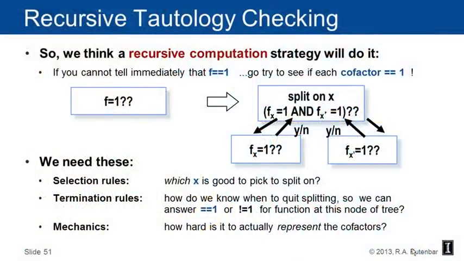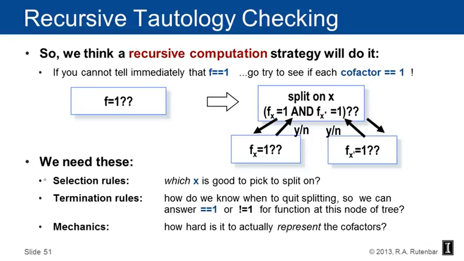So we think we have a recursive strategy that'll do it. If we can't calculate whether a function is a tautology just by looking at its positional cube notation list, we should select a variable, split it into positive and negative cofactors. These are simpler objects. They have smaller data structures, we hope, and we should answer the question recursively. Only if they are both tautologies can the original function be one.